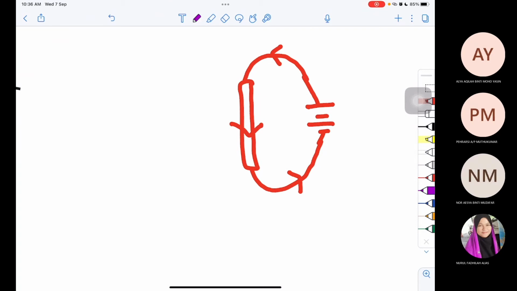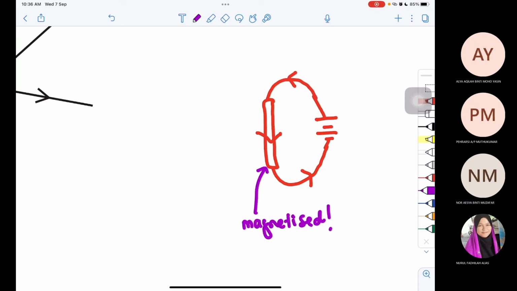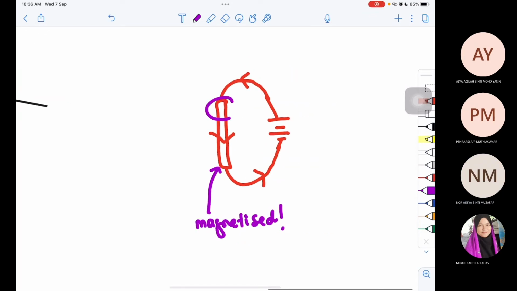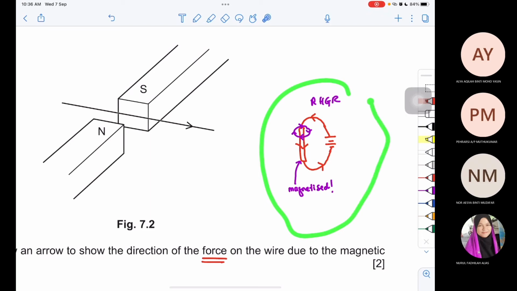The conductor will magnetize. So when it is magnetized, it has a magnetic field around it. Okay, is my direction correct? How do you know the direction of the magnetic field? You use the right hand grip rule. So we get it clockwise. Is that correct? Okay. So this is the basic thing that you have to know.